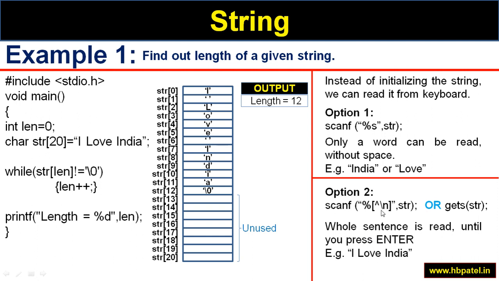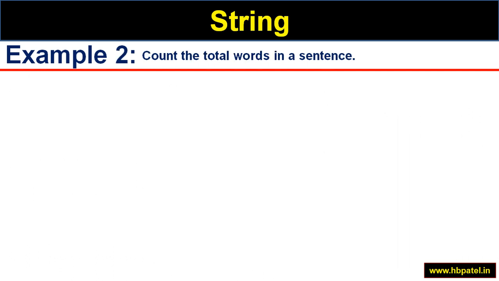So this is option 2. If you want to read a single word, you use %s, and if you want to read the entire string with multiple spaces, then we use scanf %[^\n] or gets(str). These are the two different ways to read a string from the keyboard.